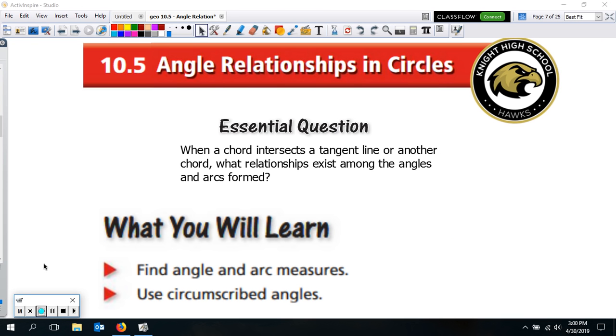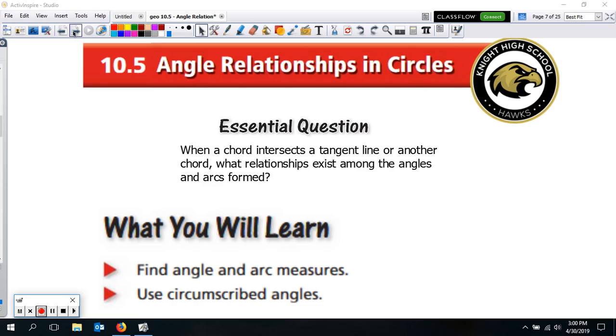Hey everyone, and with that, let's do some math. So here we are with 10.5's lesson for geometry, angle relationships in circles. We're going to be finding angle and arc measures, and we're also going to use circumscribed angles. So the main part of it is just going to be finding angle and arc measures.